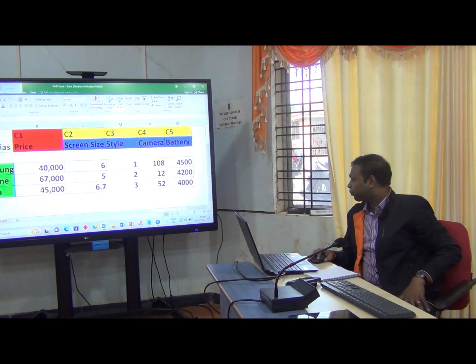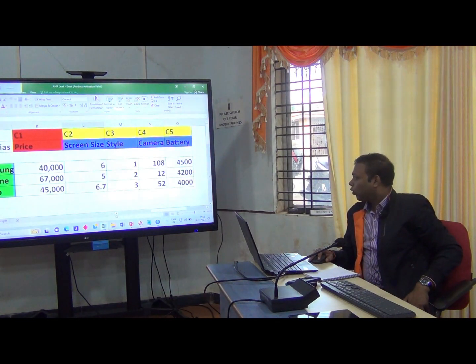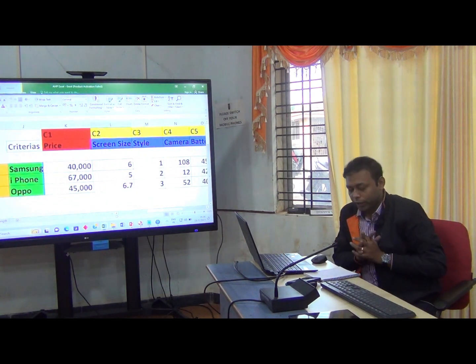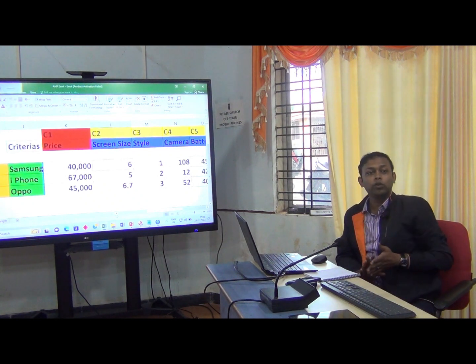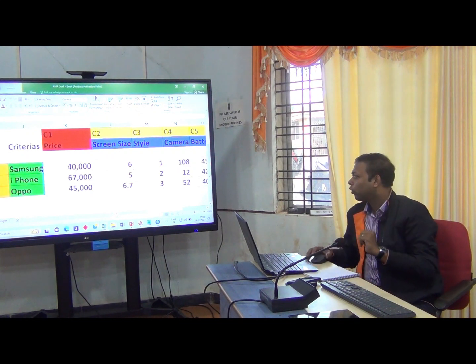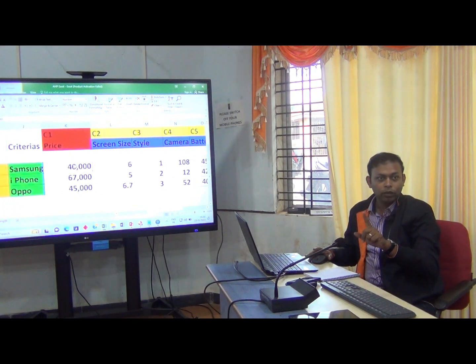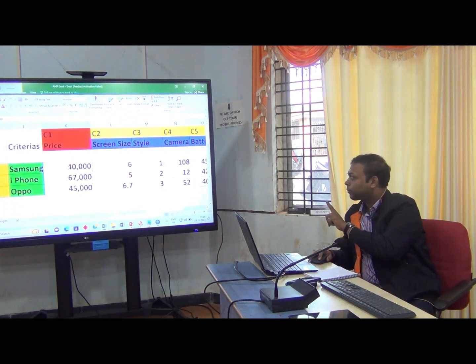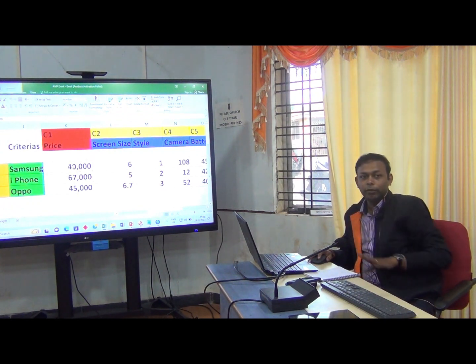Okay, so that is the process. In case of non-beneficial criteria, basically how we do that, we divide the minimum value with the particular cell value. In case of this particular price, it is a non-beneficial criteria. So we divided the minimum value by this particular cell.